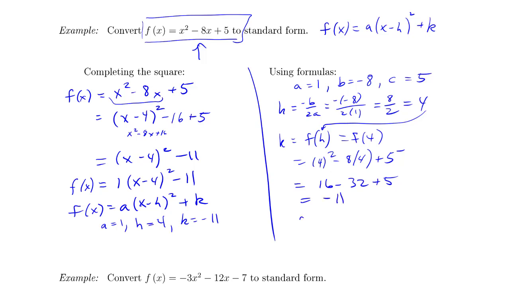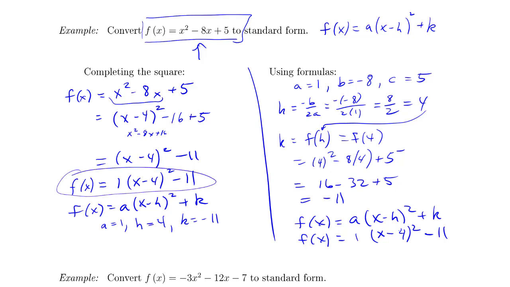All right, and then I would just go to my form here and fill those values in. A, we said, was 1. I don't need to put it there, but I just did for show here. (x minus 4) was h, and then k was minus 11. So let me just fix that 4 there. All right, so there we have it. Either way, we were able to get this standard form.